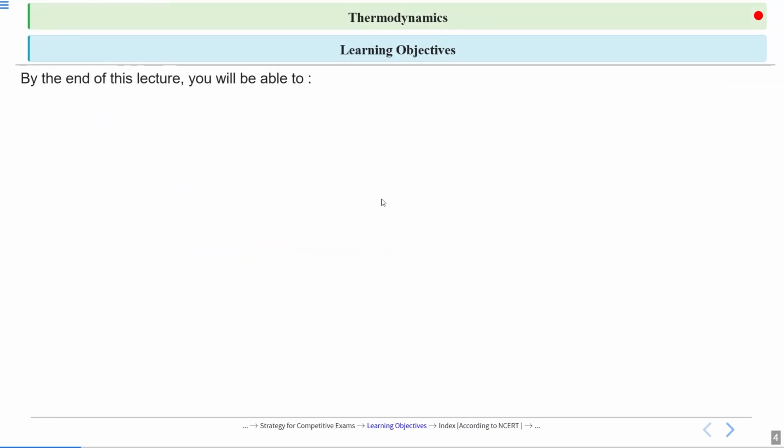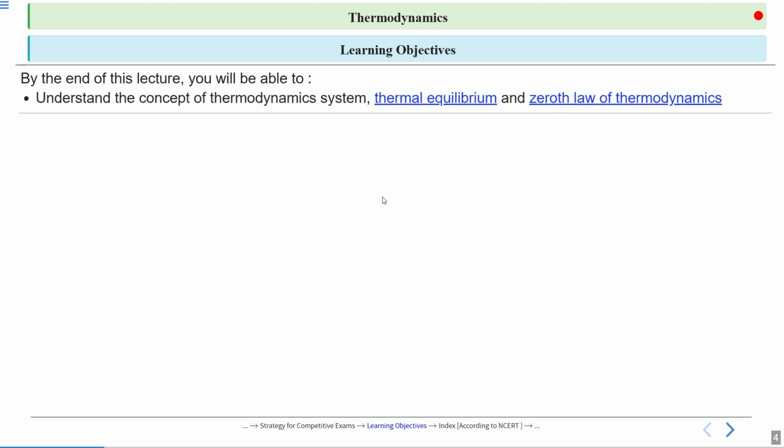Learning objectives. By the end of this lecture, you will be able to understand the concept of thermodynamic system, thermal equilibrium, and zeroth law of thermodynamics.